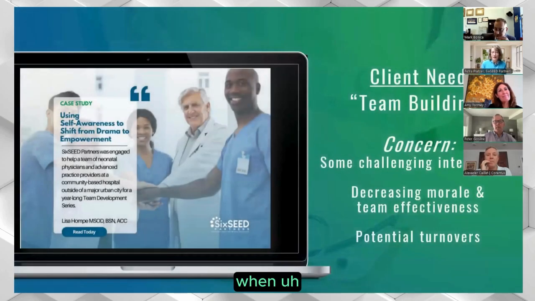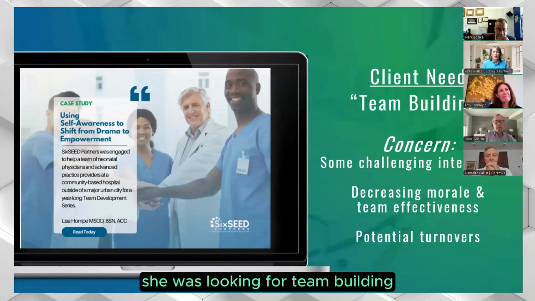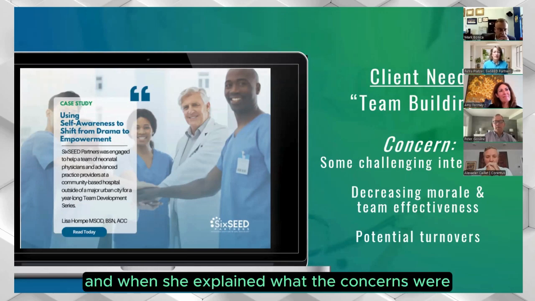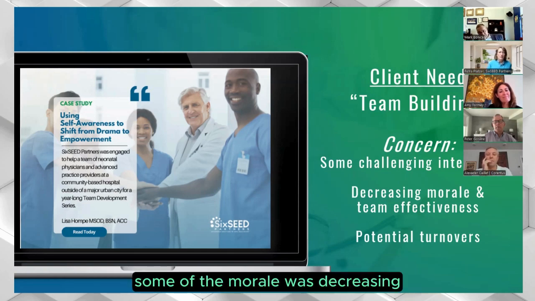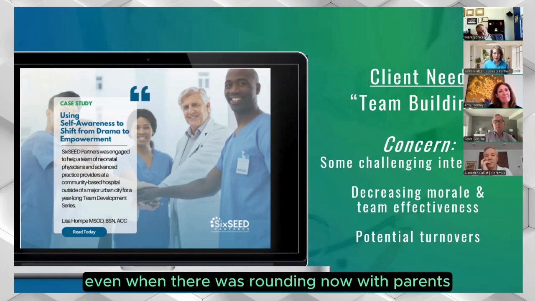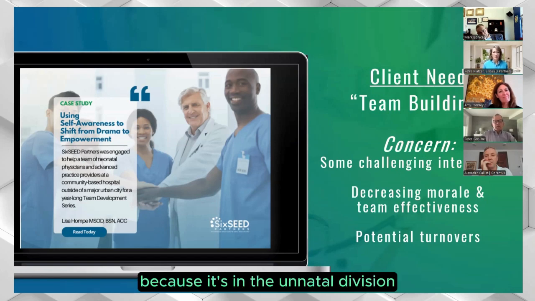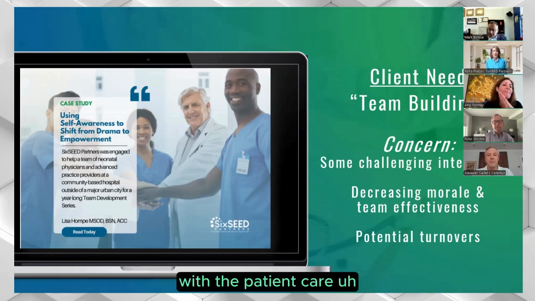A director of APPs, advanced practice practitioners, from a neonatal division at a community-based hospital came to us looking for team building. When she explained the concerns, there were some challenging interactions, morale was decreasing, and even when rounding with parents, because it's a neonatal division, they were starting to see some impact on those dynamics with the patient care.